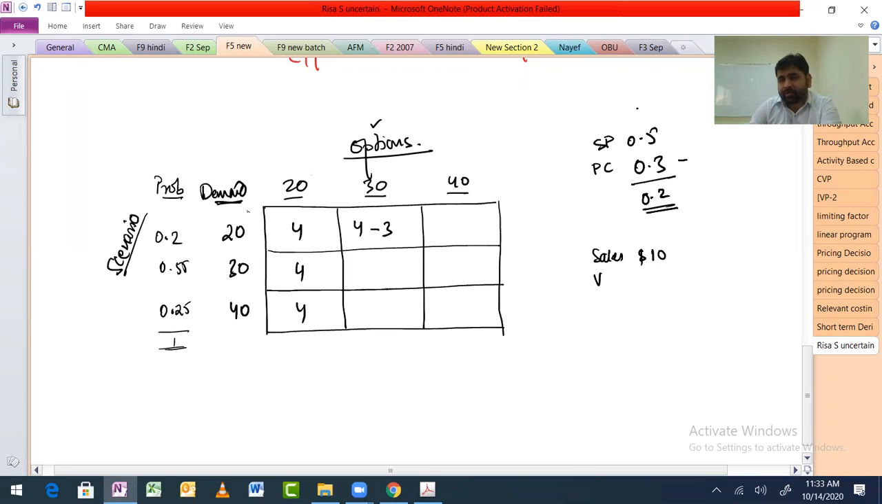And the cost will be how much? 30 into $0.3, so $9. So you will get $1 profit. Either you do this maths, but this maths you will have to do 9 times for all of them. Or else you can use a little bit of maths here only.